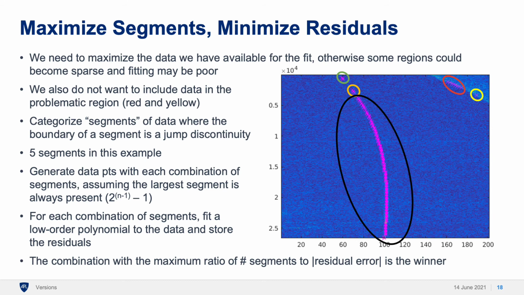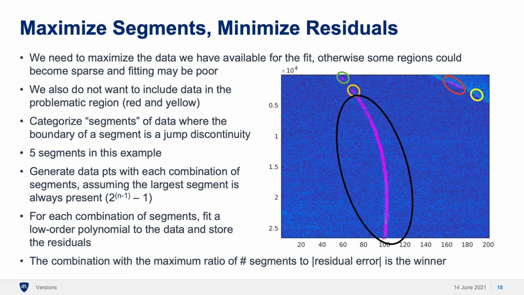First, we categorize a segment as a series of direct path estimates between jump discontinuities. There are 5 segments in this example, shown by the colored ellipses. For each of those segments, generate all combinations of the data within those segments, assuming that the largest data series is always present. That would be the black ellipse in this particular example. This results in 2 to the n minus 1 combinations.